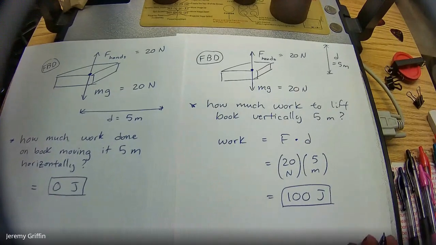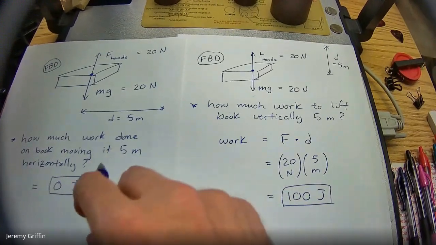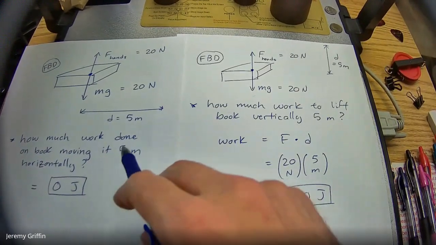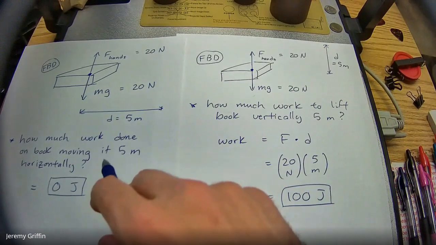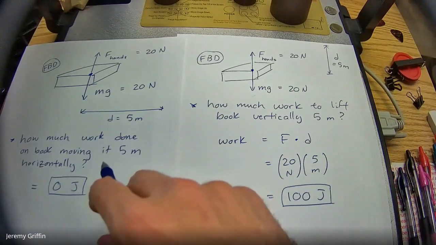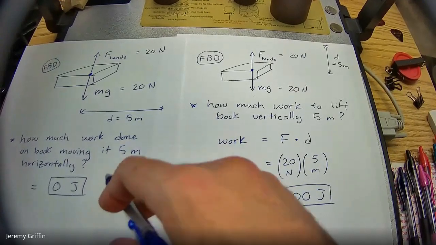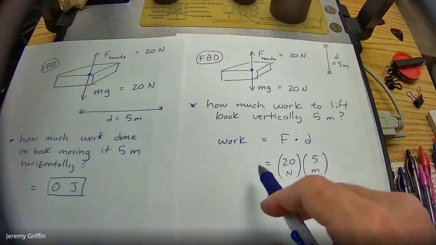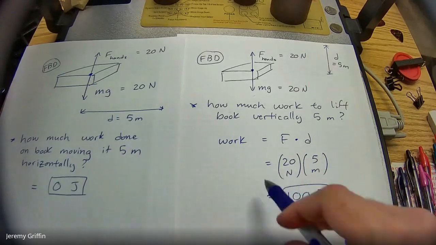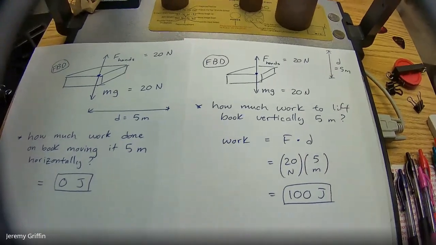So there's no energy input required to move it horizontally as long as there's no horizontal force. If the force is vertical and the motion is horizontal, there's no energy transfer associated with that. But if you're pushing up and the book is moving up, then you're transferring some number of joules into it to lift it.